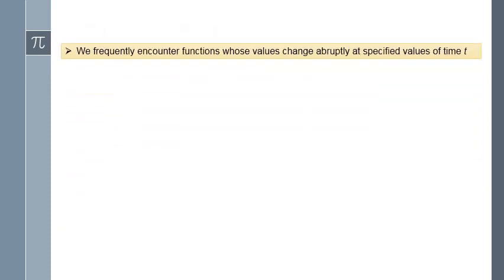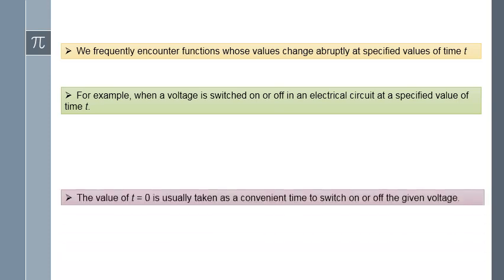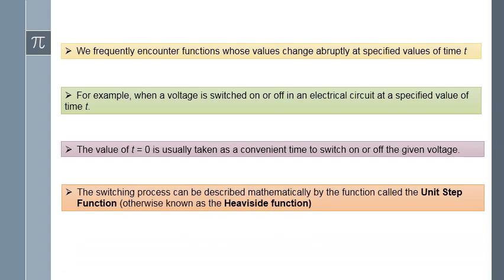Proceed to see the Laplace transform of two special functions. We frequently encounter functions whose values change abruptly at specified values of time. For example, when a voltage is switched on or off in an electric circuit at a specified value of time t. The value of t equal to 0 is usually taken as convenient time to switch on or off the given voltage. The switching process can be described mathematically by the function called unit step function, otherwise known as Heaviside function.